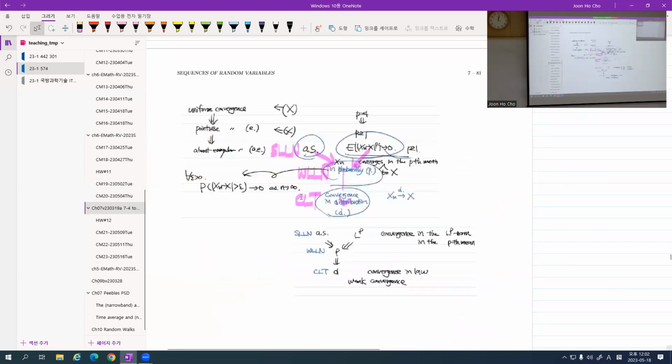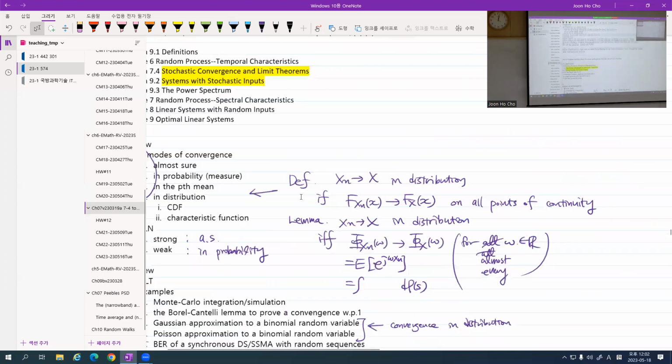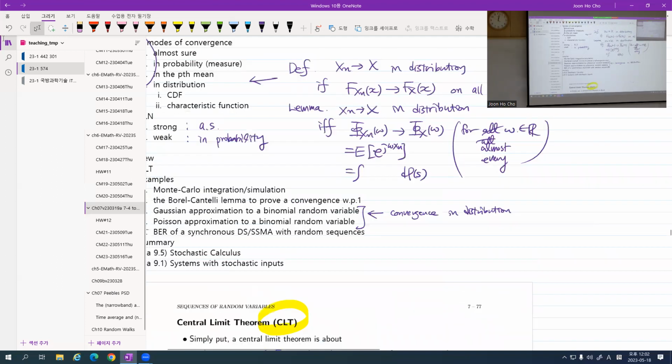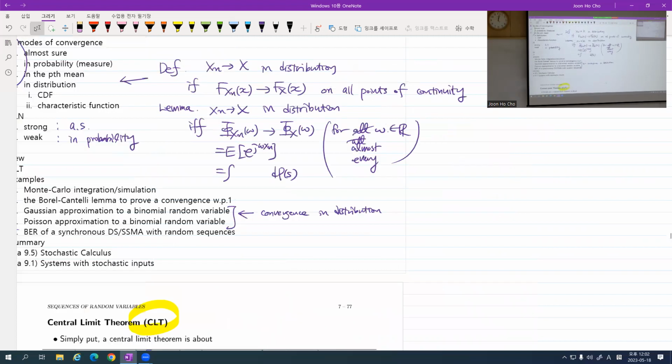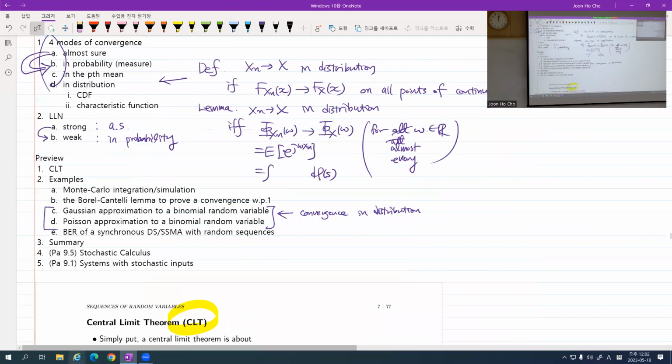Okay, what else do we have? We've done this one and that one. Then let's see the bit error rate of a synchronous direct sequence spread spectrum multiple access.